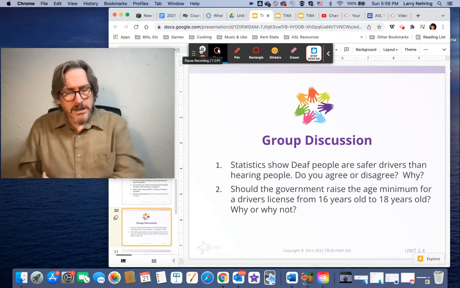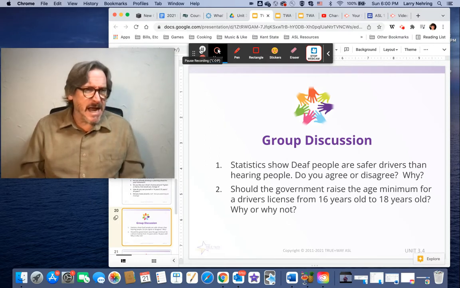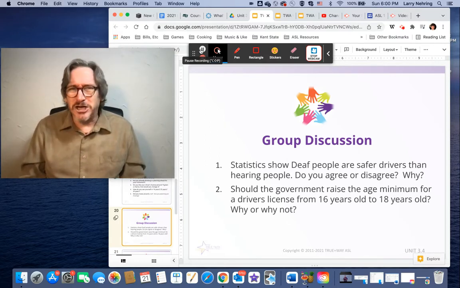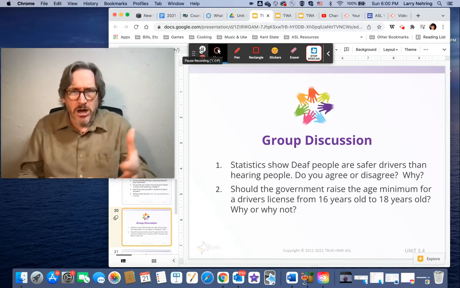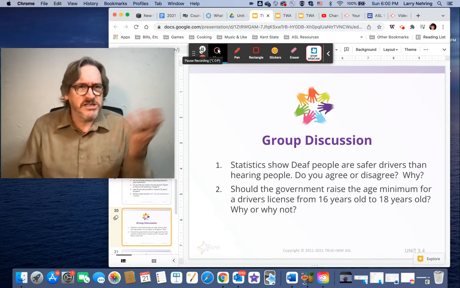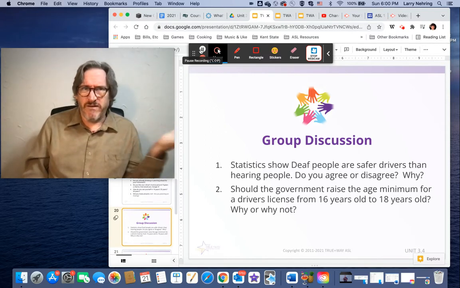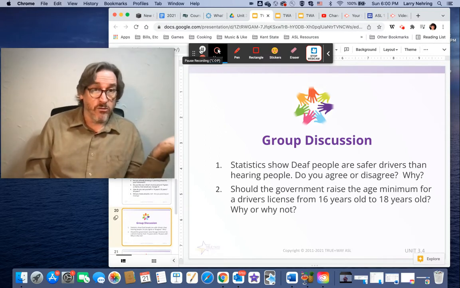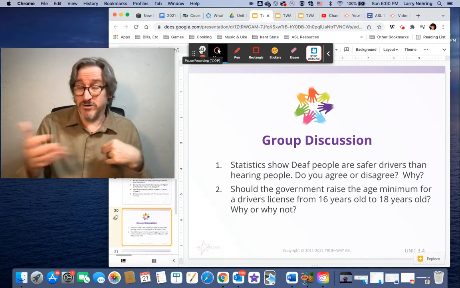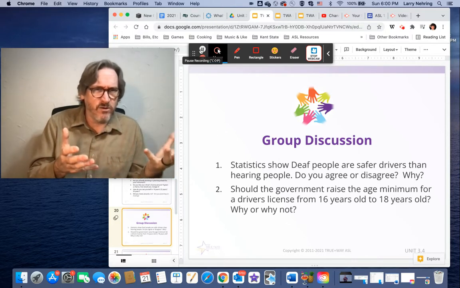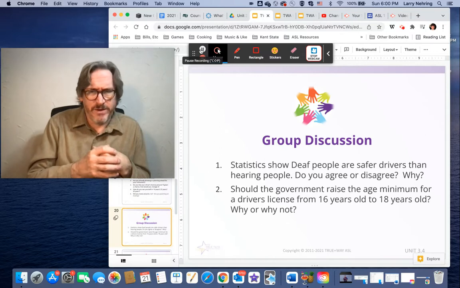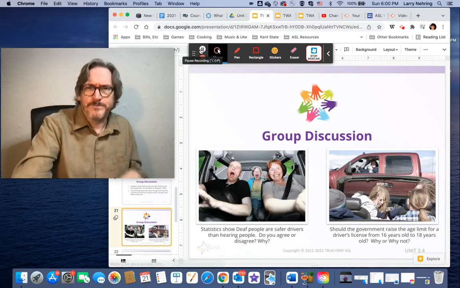Again, the group discussions are nice, but we don't have enough signs. We don't have enough vocab. How do we talk about why a 16-year-old or a 15 or a 12-year-old is not responsible enough to have a driver's license? We don't have that kind of vocab. So I find it very odd. We'd have to fingerspell quite a bit.